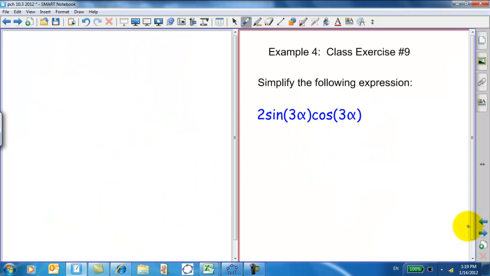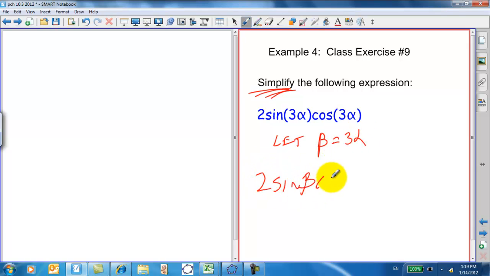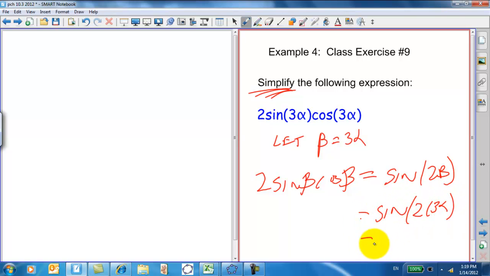Now a few class exercises, word problems. Here we go, 2 sine 3 alpha cosine 3 alpha. A lot of kids mistakenly start expanding this all out. It says simplify, and sometimes simplify means get into one trig function. So let's do a substitution, let beta equal 3 alpha. And so basically you have 2 sine beta cosine beta, which is the expansion for the sine of 2 beta. Now do your unsubstituting. Beta was 3 alpha. So this thing basically is the sine of 6 alpha. That is considered more simple.